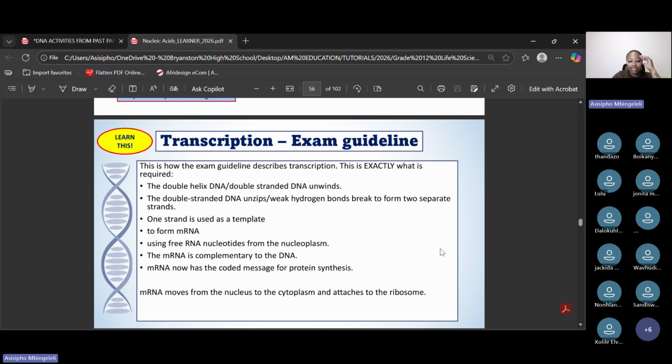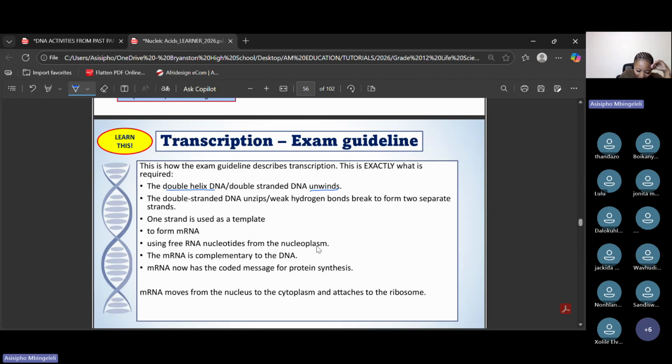Okay, let's look at this. I spoke about it. You need to say the double helix DNA unwinds. And I said here, if you just mention double-stranded, you won't get a mark. It has to be double helix DNA unwinds. Even on this slide, I think it's the other slide that is correct. Yes, there's a slash here, but please, you have to speak about the bonds first and then the molecule unzips.